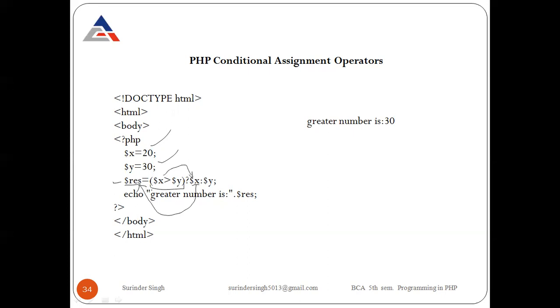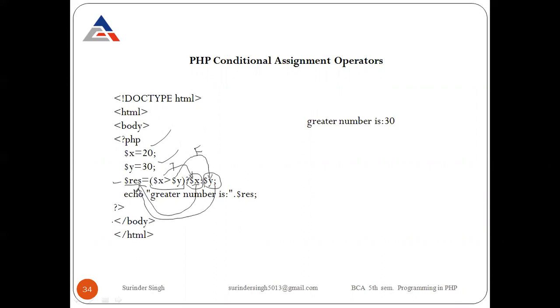If expression 1 is true, then expression 2 will be executed, and in expression 2 we have variable x, so the value of x will be assigned to the result variable. Clear? But if expression 1 is false, then expression 3 will be executed, and in expression 3 we have variable y, so the value of y will be assigned to the result variable.